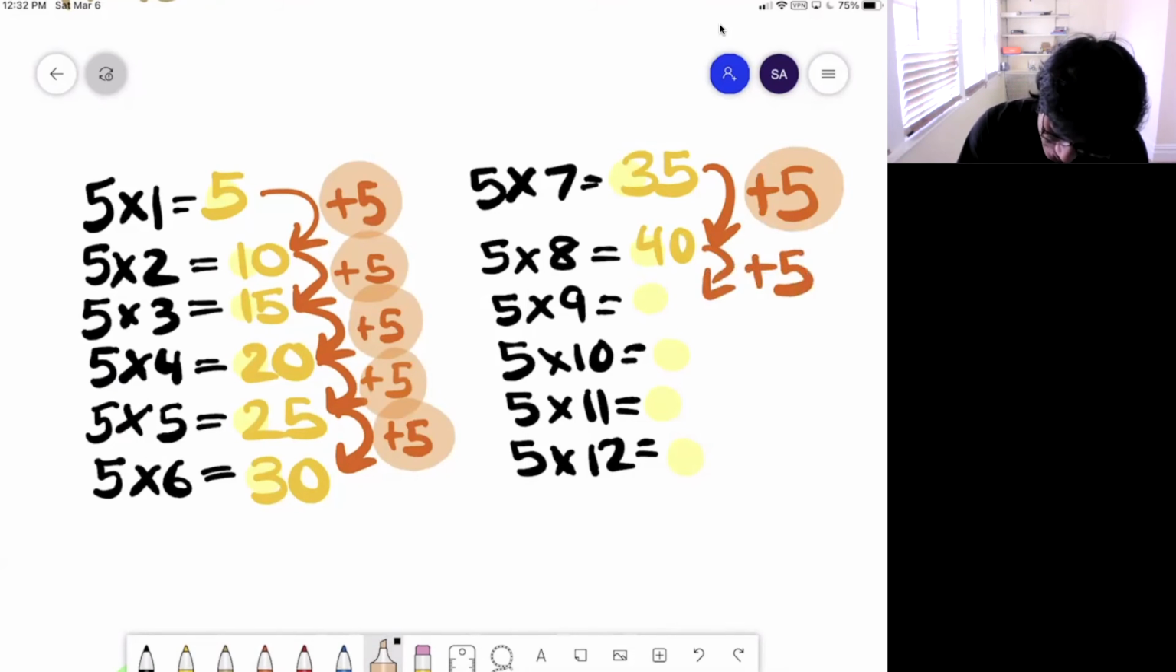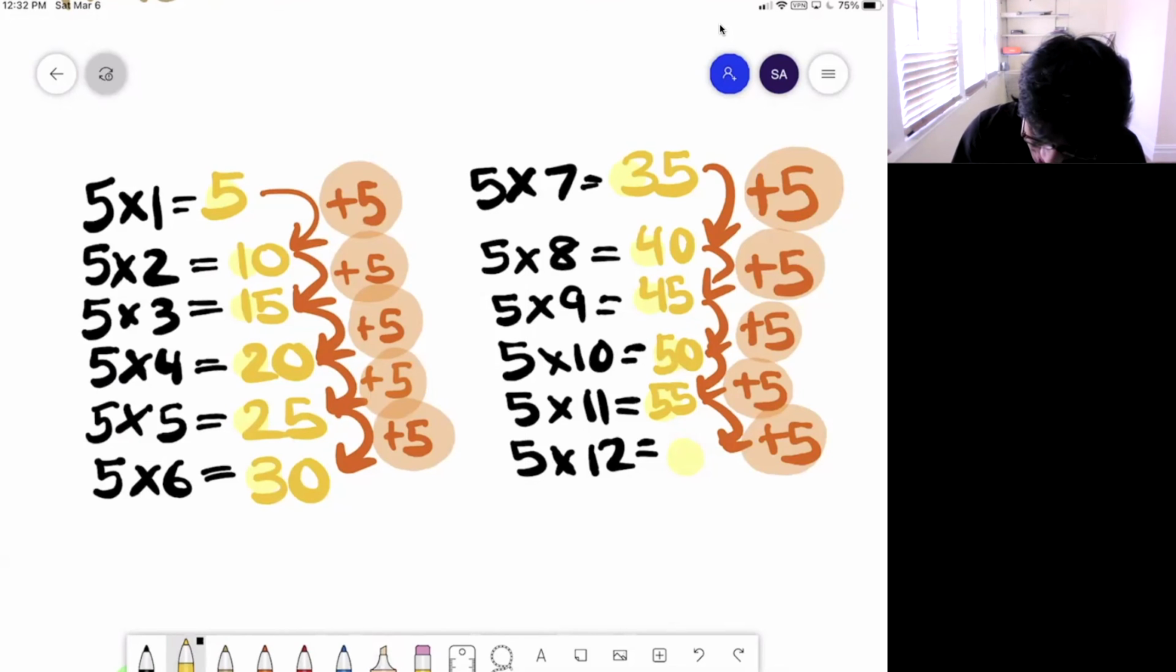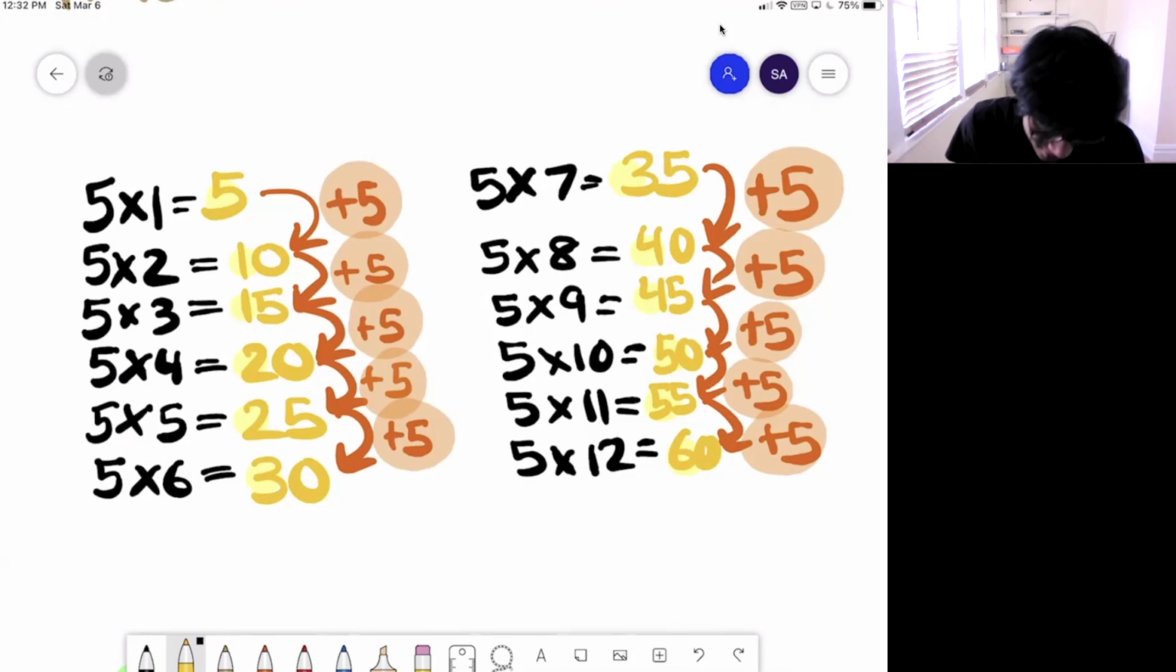What's 40 plus 5? Well, that's going to give me 45. Add 5 again. What's 45 plus 5 going to give you? That's going to give you 50. Add 5 again. 50 plus 5, that's going to give me 55. Add 5 again. And what's 5 times 12 going to give you? Well, it's going to give you 55 plus 5, which is 60. And so now you have the whole 5 times table. You didn't even have to draw 60 dots. You see, that's the advantage of this way.